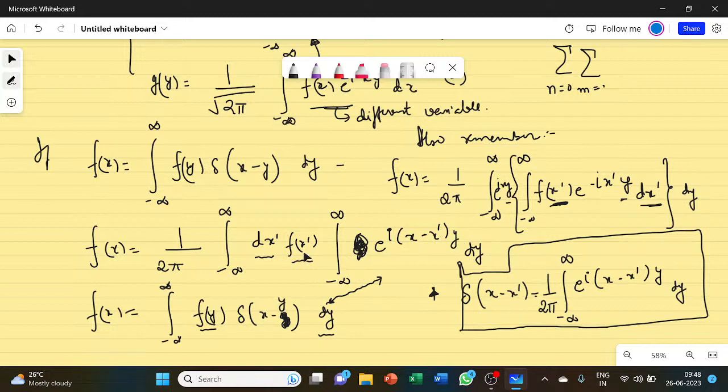Now, if you compare both of them, the term which is associated with this dy, this particular term, I can write as the Dirac delta function. So basically what is happening, this is the Dirac delta function, that is Dirac of x minus y, or instead of x minus y here, since I have changed a variable, I will write Dirac of x minus x dash, which is nothing but equal to 1 upon 2 pi integral from minus infinity to plus infinity e to the power iota x minus x dash y dy. I hope it is clear.